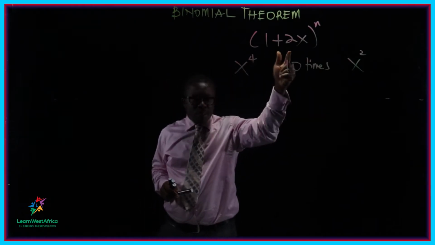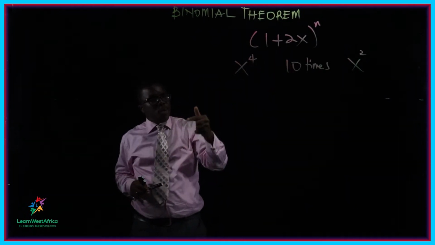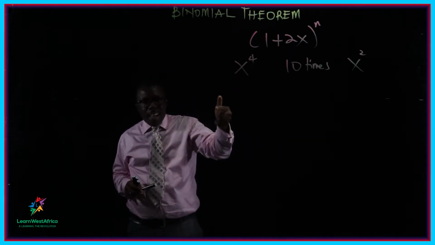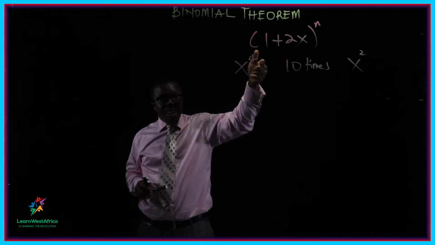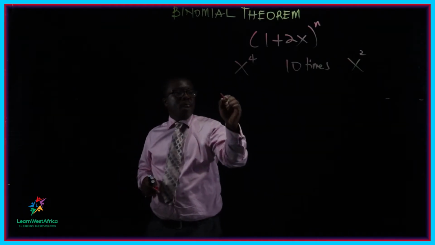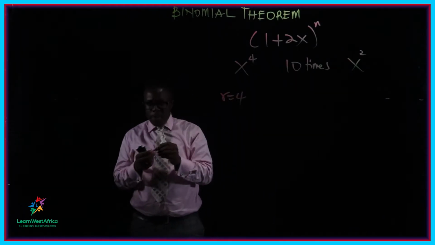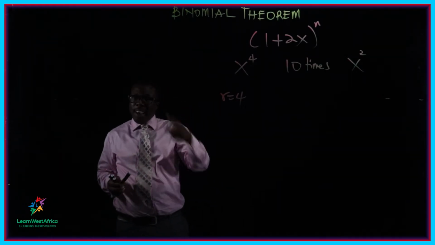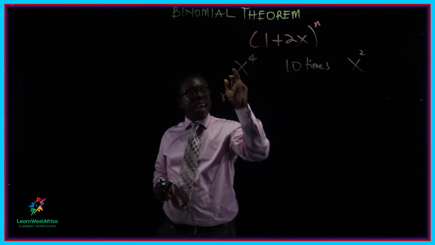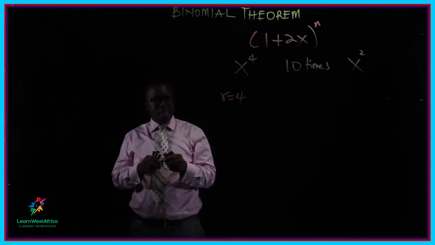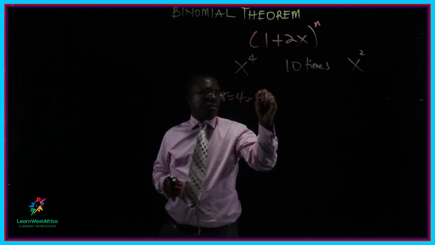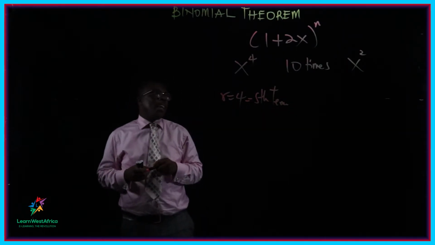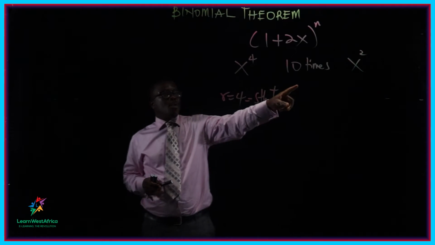Because the x should come from the second part. The r is the exponent that sits on the second part. So if the x coming from the second part has an exponent of 4, then the r there is 4. So if the r is 4, what does that mean for your k? r is one step behind, which means that your k will be the fifth term. So x to the power 4 comes from the fifth term. Hope that is clear.